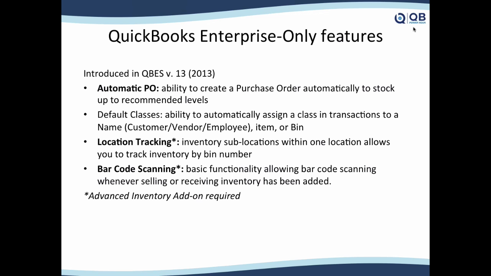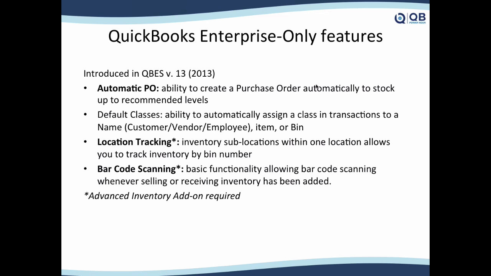So we want to be able to take whatever my inventory levels are at the moment, and take the desired minimums and the desired maximums and use that as a tool to create a new purchase order. Default classes was introduced in 2013. Basically, you can have QuickBooks automatically put a class based on a specific customer, vendor, employee, item, or bin. Now it does location tracking, which means inside of multiple locations, we can do bin tracking.